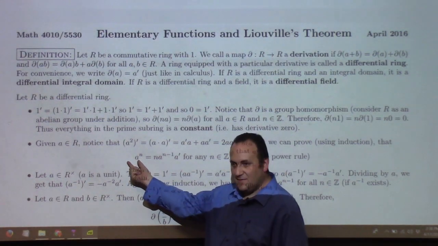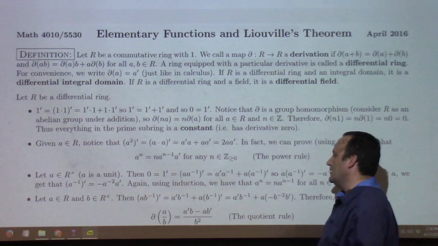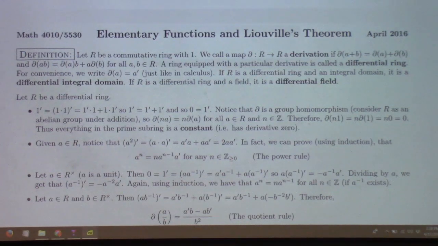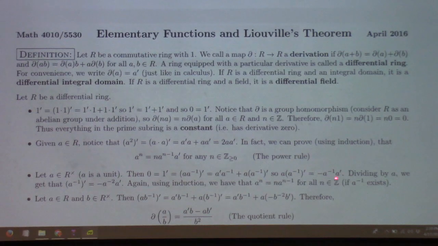So the derivative of a to the n is this, all right? In addition, if we have a unit, which is one with a multiplicative inverse, then you can calculate this, and then by the product rule, that. So you get this formula for the derivative of the inverse: the derivative of the inverse is minus a to the minus 2 a prime. So that's essentially like the quotient rule written abstractly for 1 over a, right?